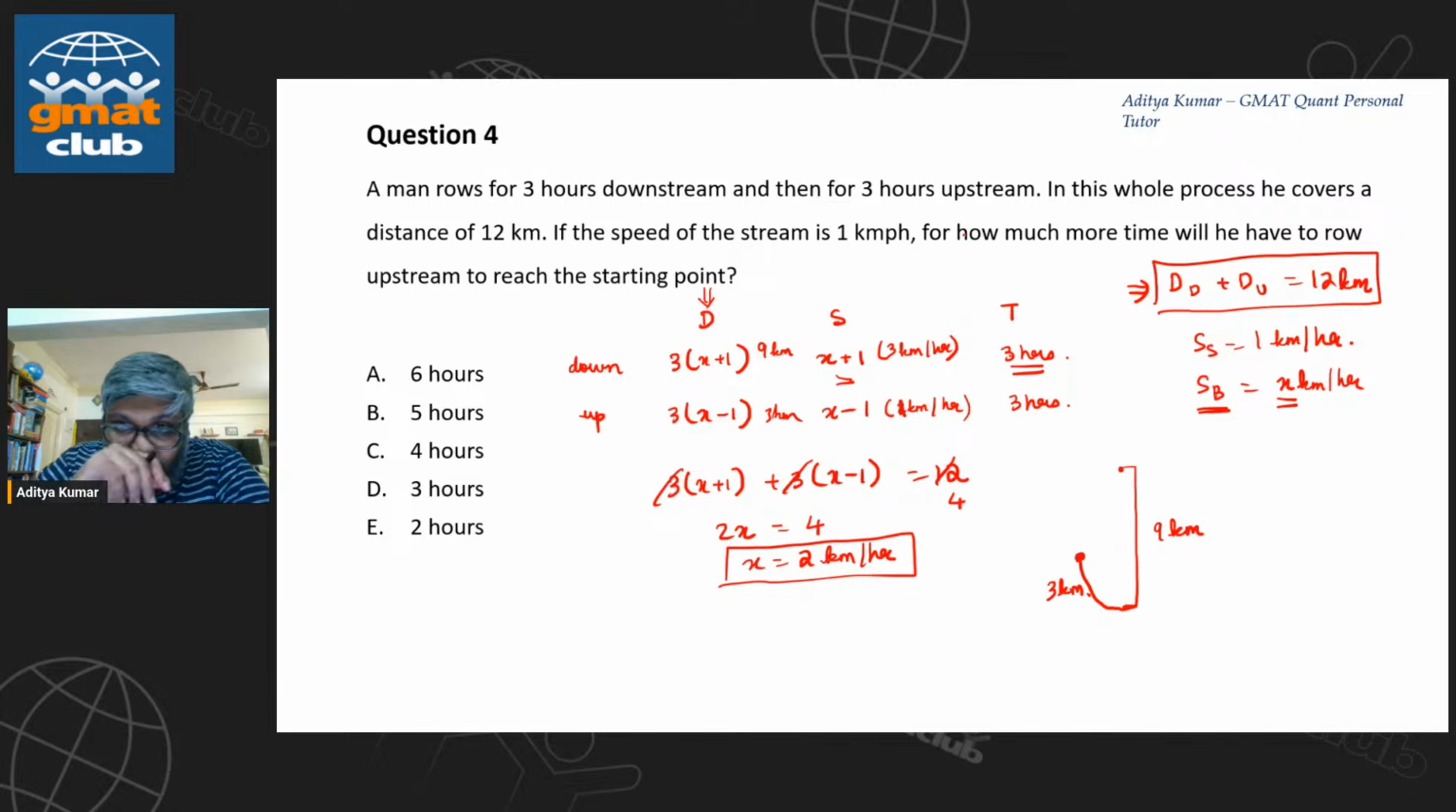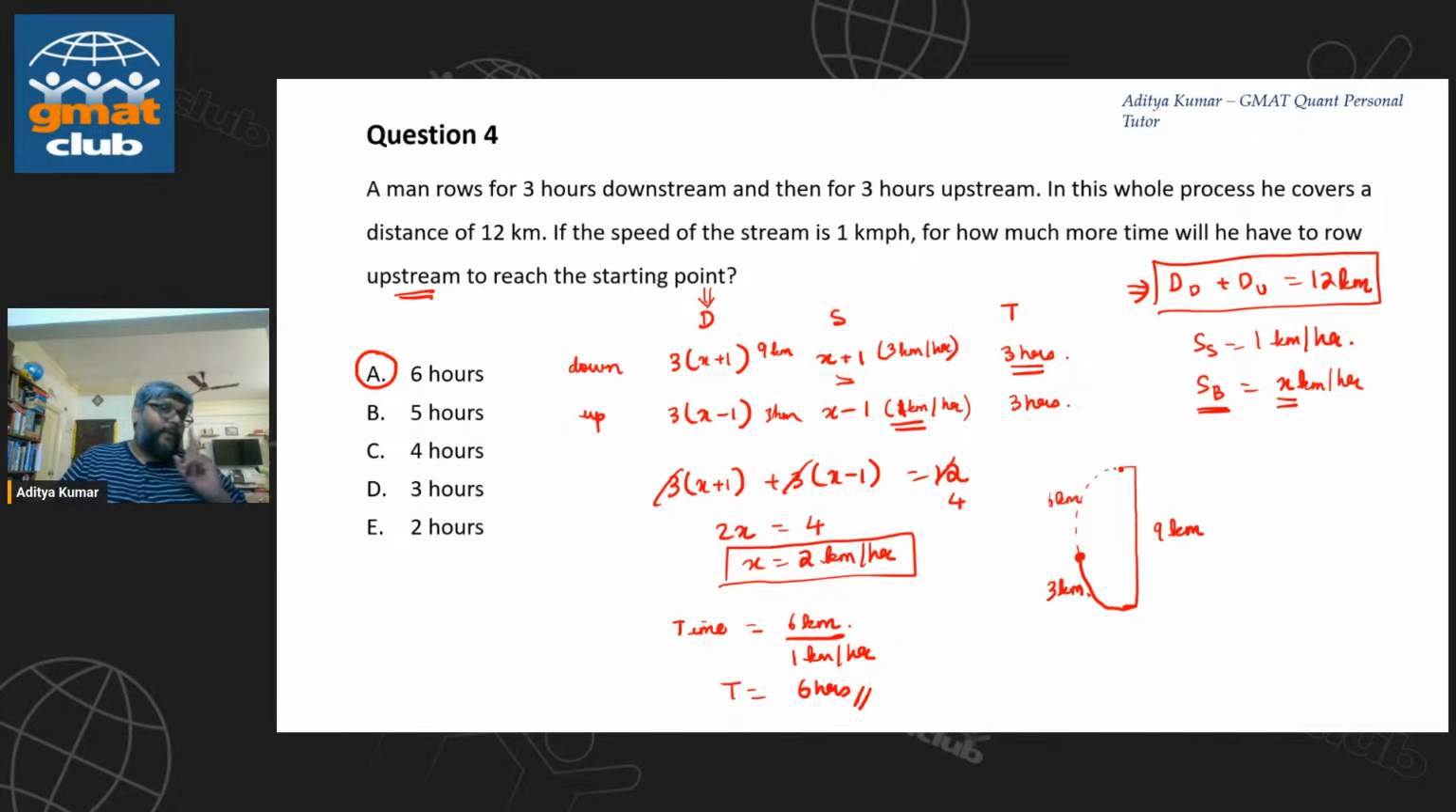What does the question ask me? For how much more time will he have to row upstream to reach the starting point? So I need to find the time. If I need the time, I need the distance that he has to travel upstream, and I need the speed that he has to travel upstream. What is the distance that he has to travel upstream? 6 kilometers. Right? Time is distance by speed. And what is the speed he's going to travel upstream? The speed is going to be 1 kilometer per hour. So the time he would take would be 6 hours. That is my answer.